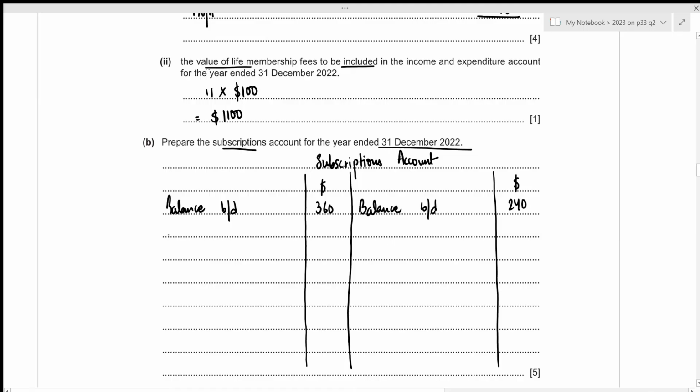Now on our debit side, we include the amount of subscriptions to be included within our income and expenditure account. So that's the subscriptions for the year. And we'll include this amount as our closing balance. Then on our credit side, we will include all of the subscriptions received within our bank account, all of the subscriptions received as cash, and we also need to include the irrecoverable debt.